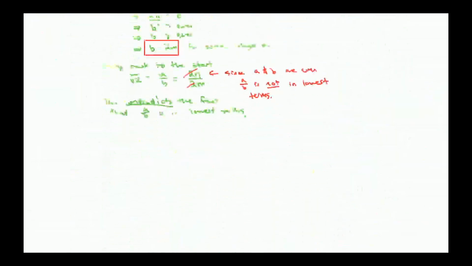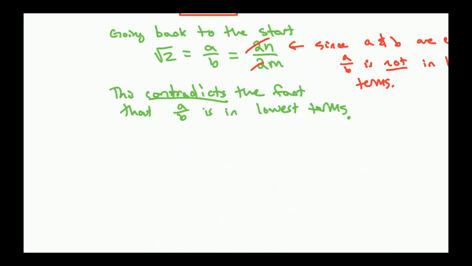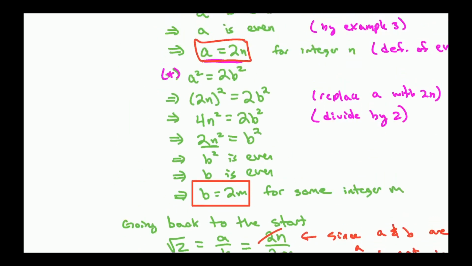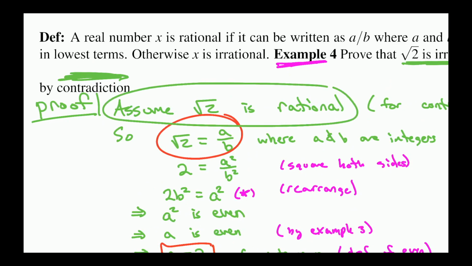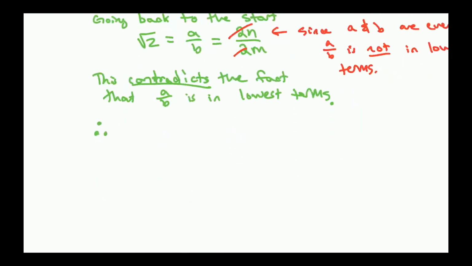So this contradicts the fact that a over b is in lowest terms. Therefore, what was our assumption? Our assumption was right here. Assume square root 2 is rational. Well, that must be wrong. Therefore, square root 2 is irrational.